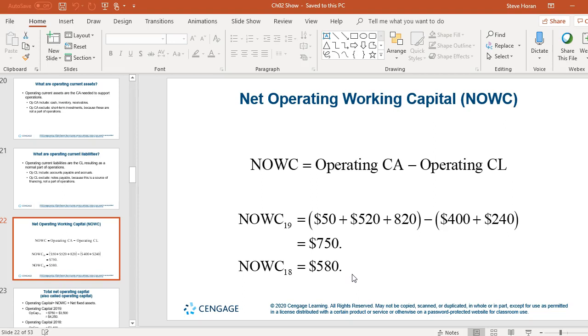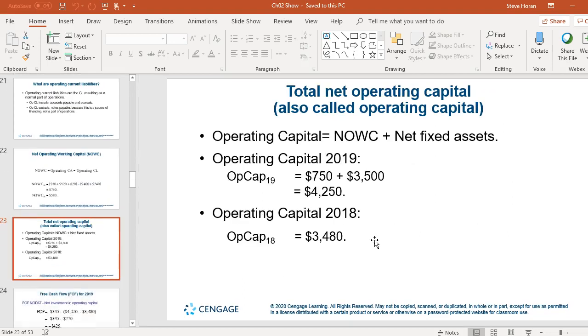Okay, so you're looking for those specific items, and the net change is 750 in 19. In 18, the net change was 580. So that 750 is bigger than 18. That's not necessarily good. It's not necessarily the way we want to do that.